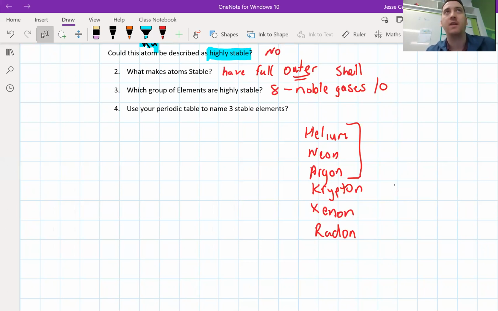A full outer shell means atoms are very stable and they don't react. Any atom that does not have a full outer shell will react to try and get a full outer shell.